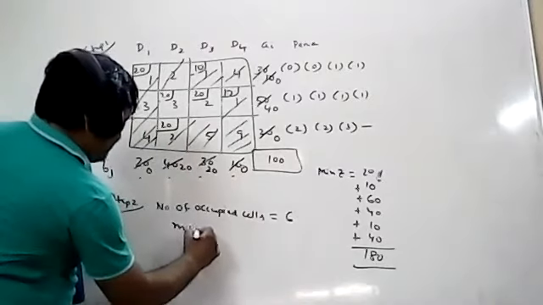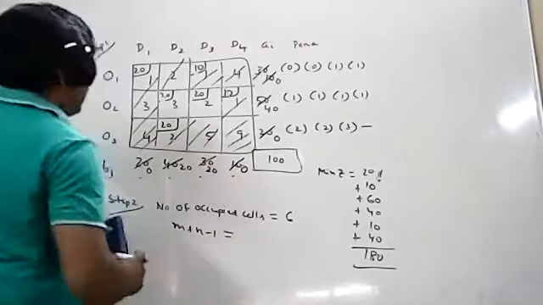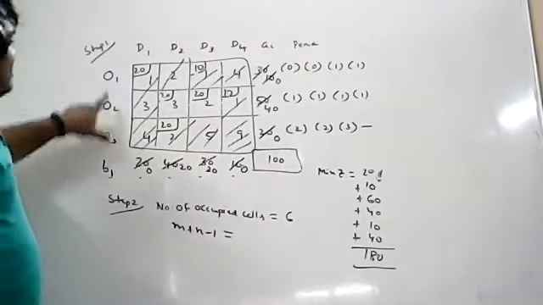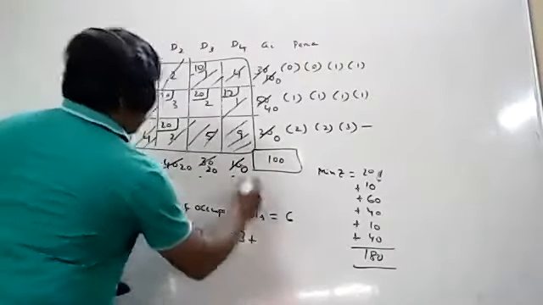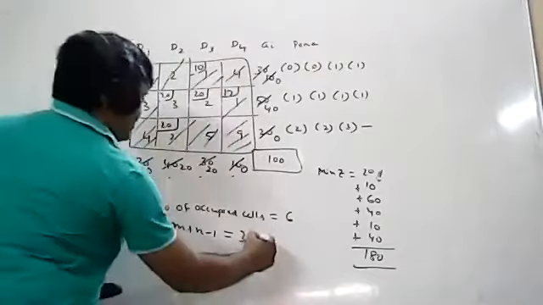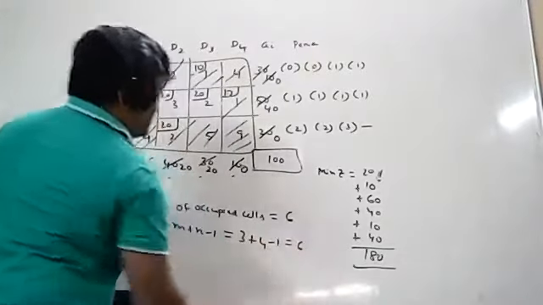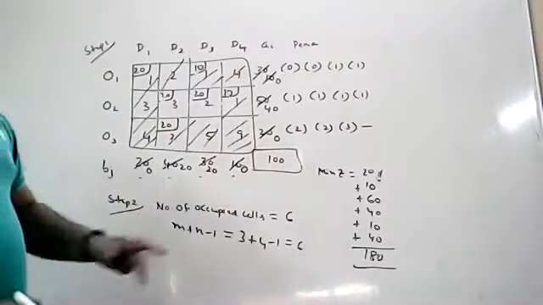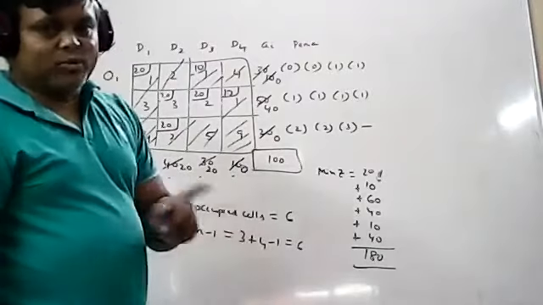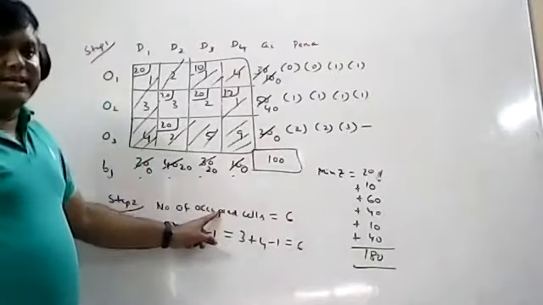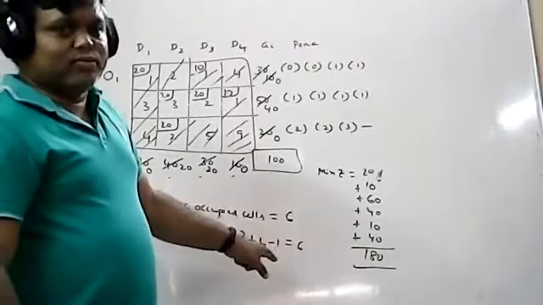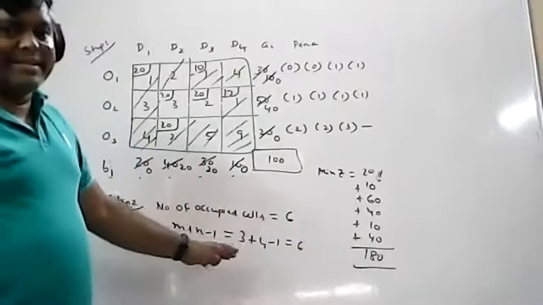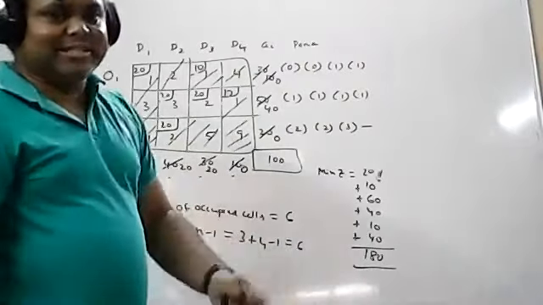Next you have to calculate m plus n minus 1. M means rows, origins. How many origins are there? 3. Plus n means destinations, how many columns are there? 4, minus 1 equals 6. You may get either equal or less than; you won't get more than. The less than case we will discuss later. Less than means degeneracy exists.